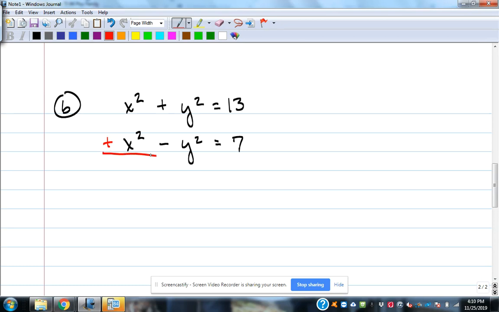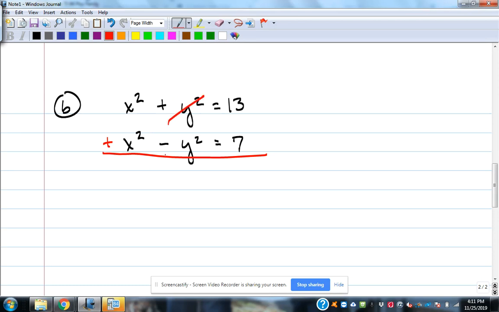And sometimes you might have to multiply one of the equations by something to get the opposites to happen. You might have to multiply one of them by 3 and the other one by 2 or something. Sometimes you got to multiply one of them by a number. Sometimes you got to multiply both of them by a different number to get an opposite on the same variable. This one, they're already opposites. One is positive 1y squared, one's negative 1y squared.